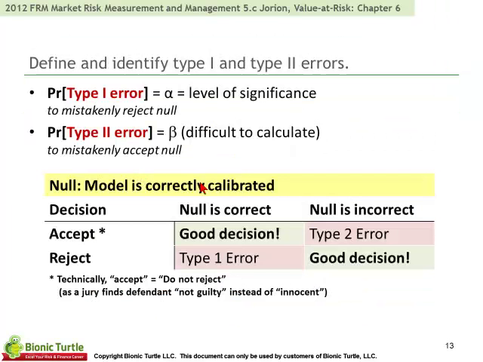And so we've seen that we can commit 2 types of errors. The probability of a type 1 error we can call alpha, the level of our significance. So that's what we specify with the 1 or 5%. And then there is a probability of type 2 error, beta, that's much more difficult to calculate.